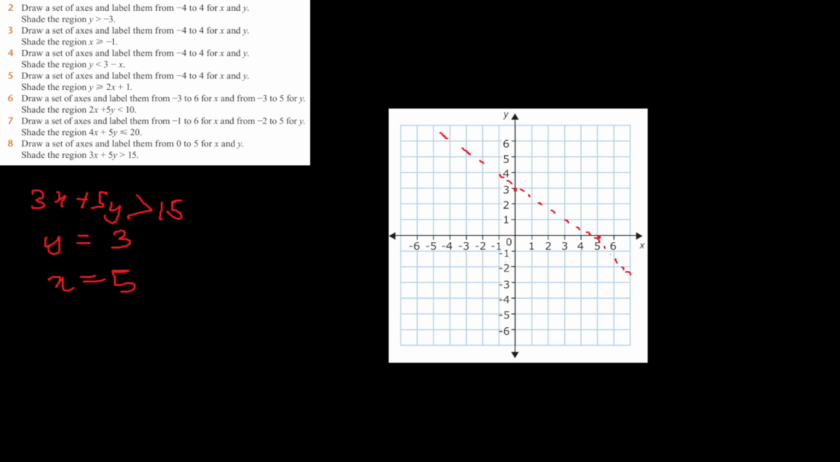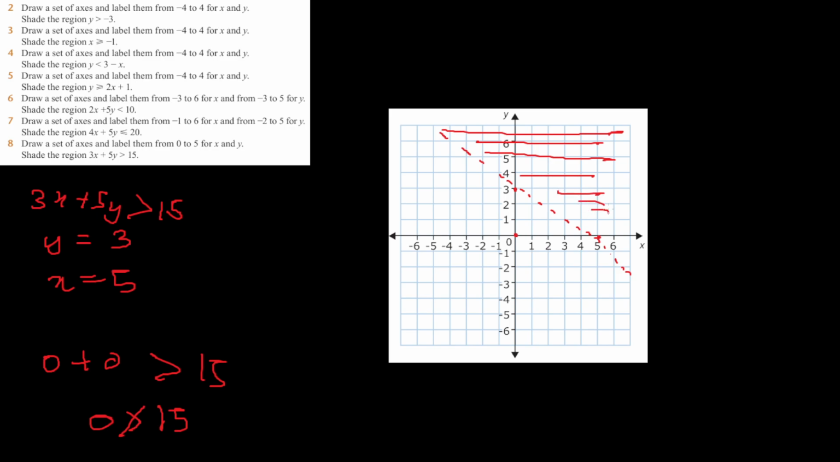And let's basically choose this point since it's easy. So 0 plus 0 is greater than 15. We can see that this does not follow the logic, because we know that 0 is not greater than 15. So that means this part is not the shaded area. So it would be this area, the opposite area.